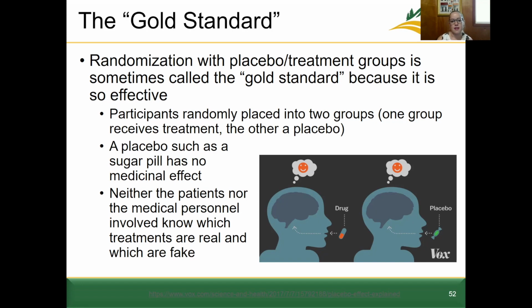Okay, so if we have participants, they're randomly placed into two groups. One group receives a treatment, the other a placebo, and a placebo can be a number of materials. We think of it as a sugar pill. It doesn't contain the active ingredient of a drug, but the patient might think that they are receiving a drug with an active ingredient, but they're just taking a placebo, which would have no medicinal effect. Okay, so neither the patients nor the medical personnel involved know which treatments are real and which are fake. Okay, so again, we're trying to minimize the biases here with how we collect data, and this is how we describe the gold standard. And the drug placebo is just an example of our use of a gold standard.